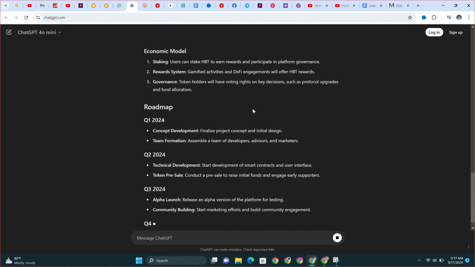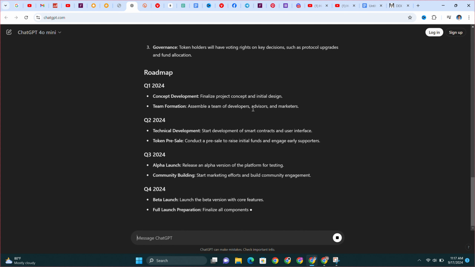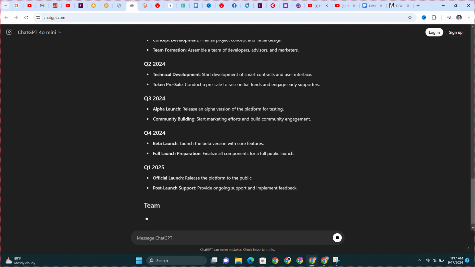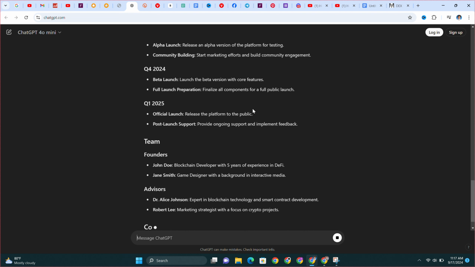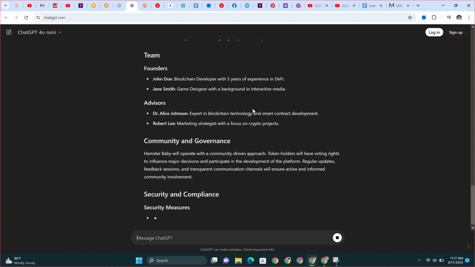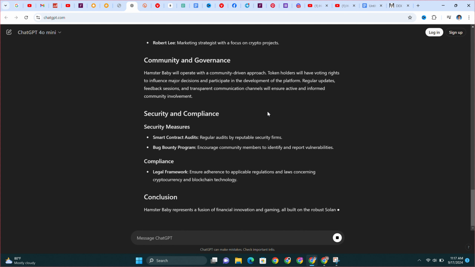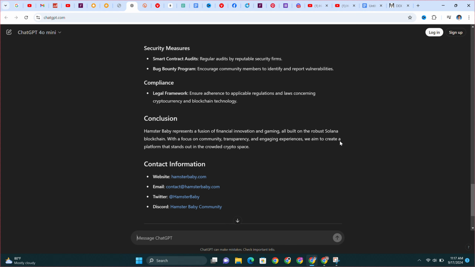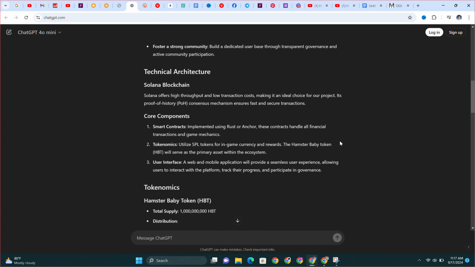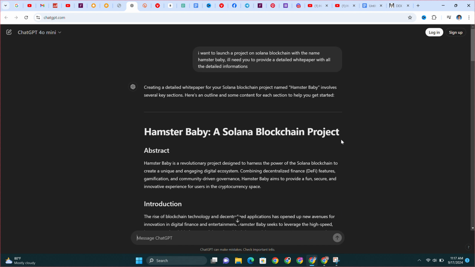So it's currently loading, right? I'll give it a few seconds. Yeah. So this is how you can write a crypto white paper for any project, right? This is the template. I want to launch a project on Solana blockchain with the name Hamster Baby. I would need you to provide a detailed white paper with all the detailed informations, right?